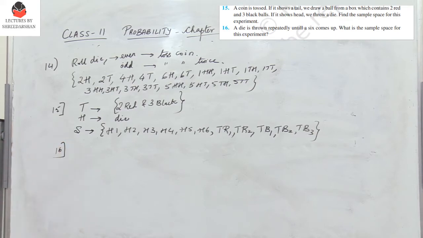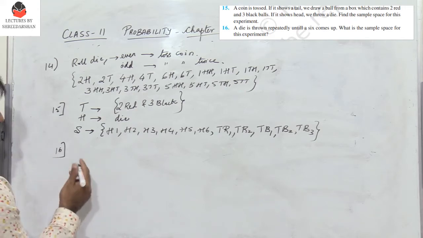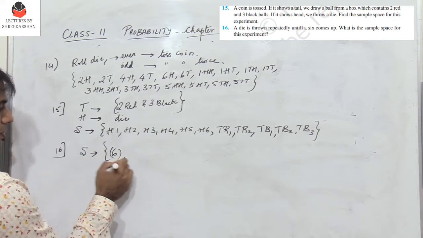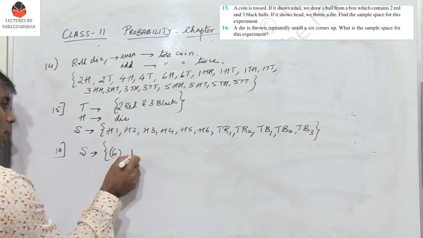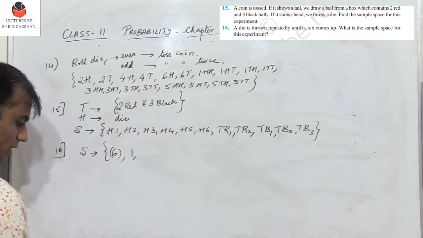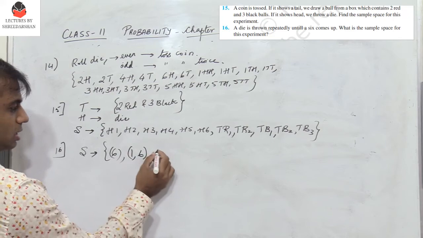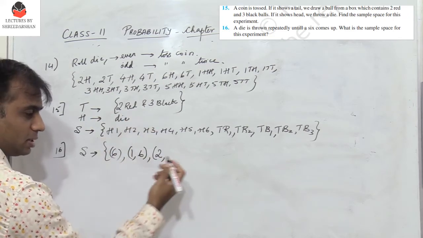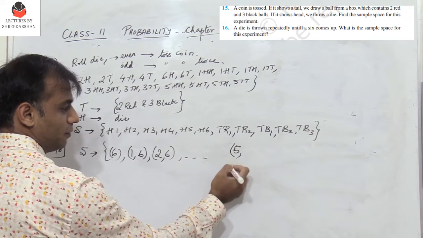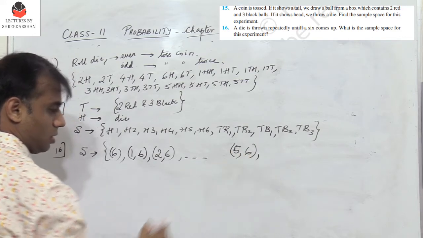16th one, a die is thrown repeatedly till 6 comes up. So then what happens here? The sample space is almost endless. So I have the sample space. If I get 6, I stop here. Next, if I get 1, then I throw the die again so that I get a 6. So if I get a 6, I stop here. Next, if I get 2, the second time I throw, I get 6, I stop. So similarly like that, if I get 5 first time, second time I get a 6, I stop here.